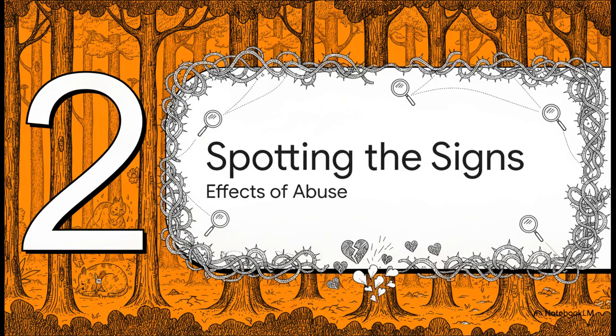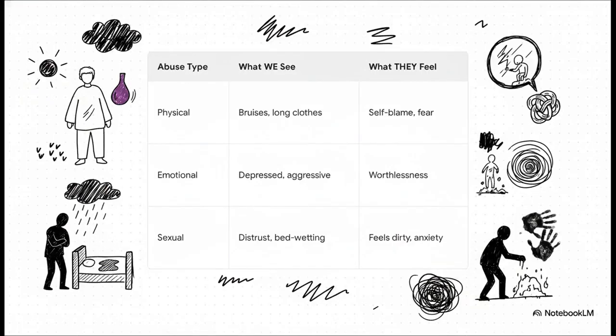Section 2. Spotting the signs. The effects of abuse. This is where things get really deep. There's often a stark contrast between the external signs we observe and the profound internal impact the victim feels. Look at physical abuse, for example. We might see bruises, or maybe someone wearing long clothes in summer to hide them, right?